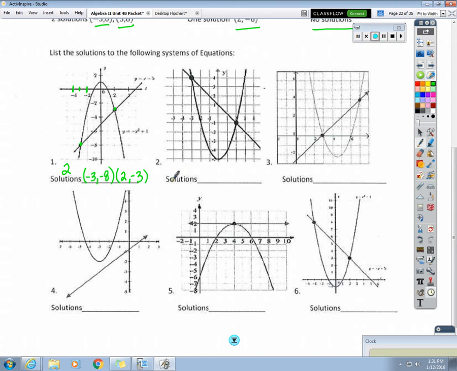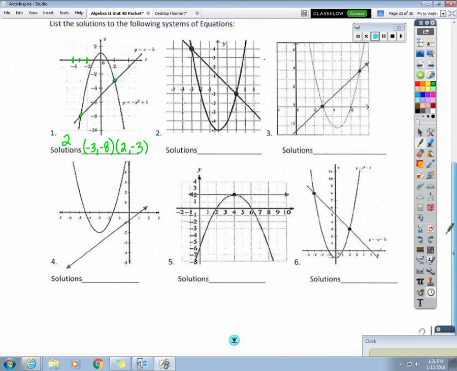Okay, then let's go down to number 4. Number 4, how many solutions do we have? 0. 0, right, but instead of writing 0, because 0 is a number and you don't want somebody to think you're saying they intersect at 0, you write no solutions, or you can put none.